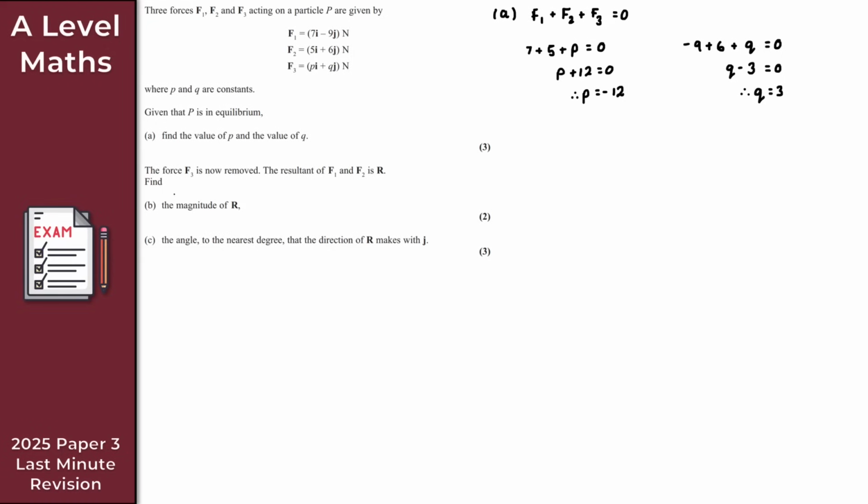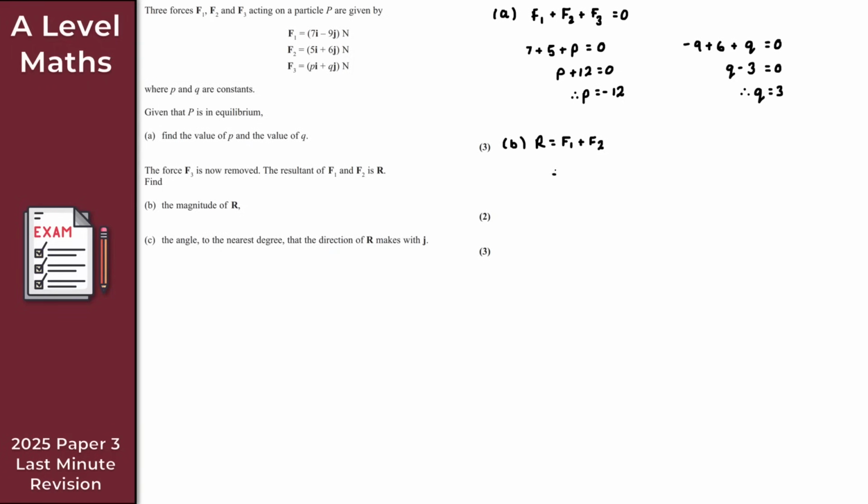Now for the next part of this question, what we're told here is the force F3 is now removed. The resultant of F1 and F2 is given as R. What we want to do here is find the magnitude of R. So for part B, R here is equal to F1 plus F2. I should really be doing the lines underneath because these are vectors, but I'm just being a little bit lazy here, so just ignore that. But anyway, R here is F1 plus F2.